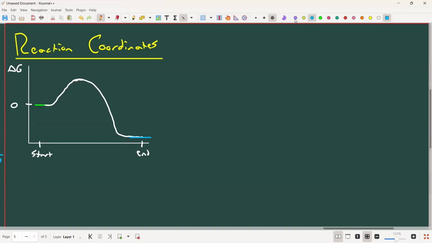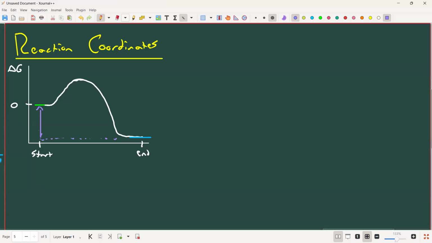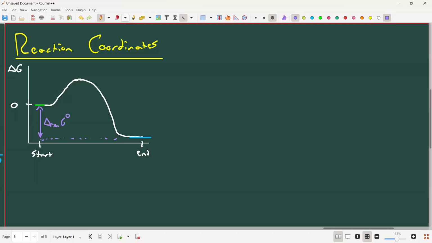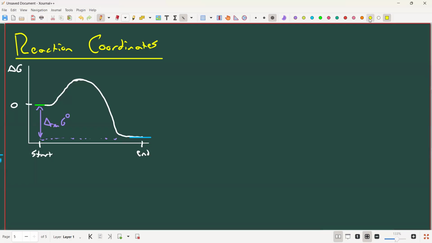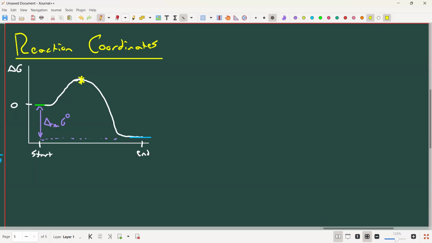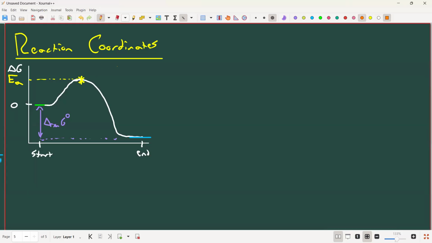We define by definition that the energy difference between the start point and the end point is delta reaction of G, the Gibbs energy of reaction. And we mark this special point at the top, the maximum. The energy of this point we give a name, E sub A. It could be delta G of A, but I'll just call it E sub A. And this is what's called the activation energy.